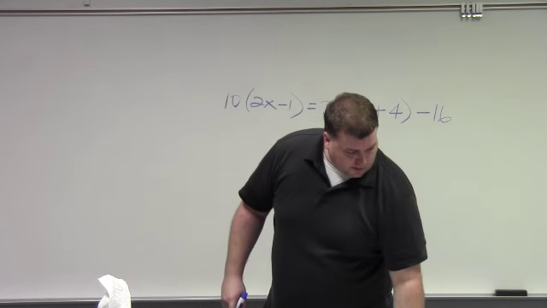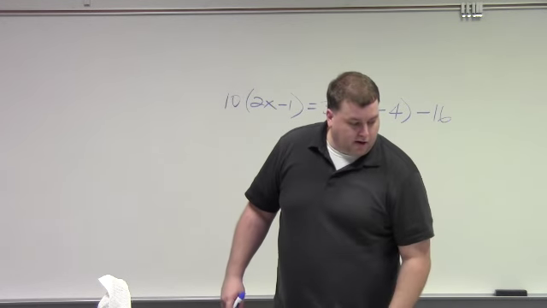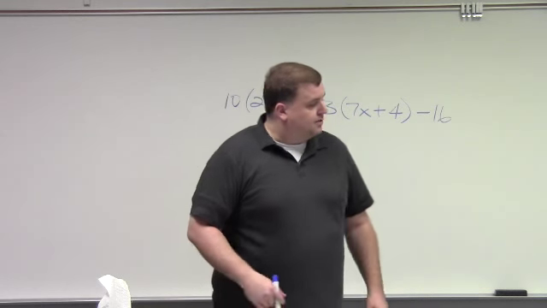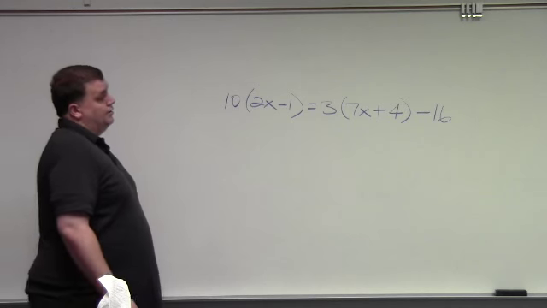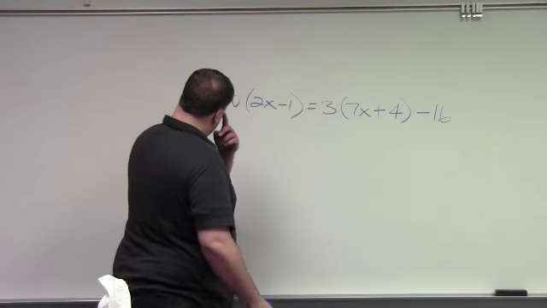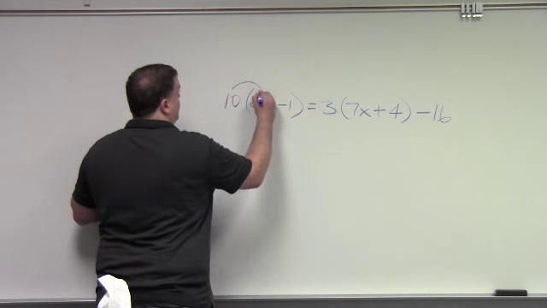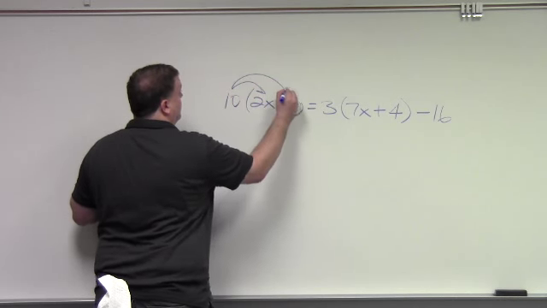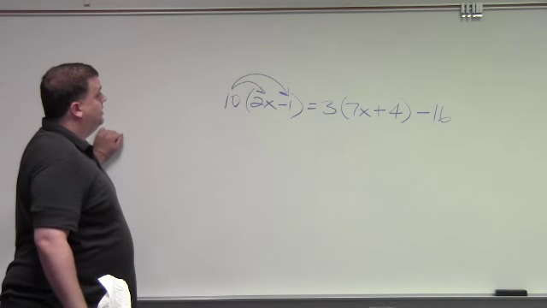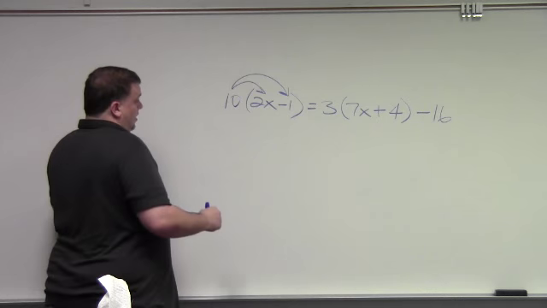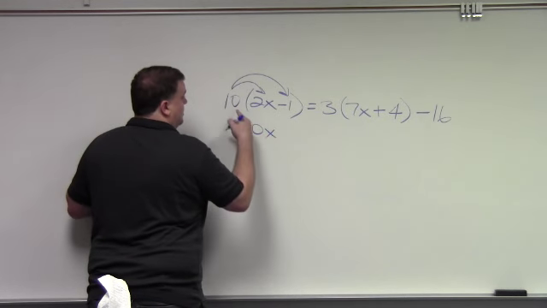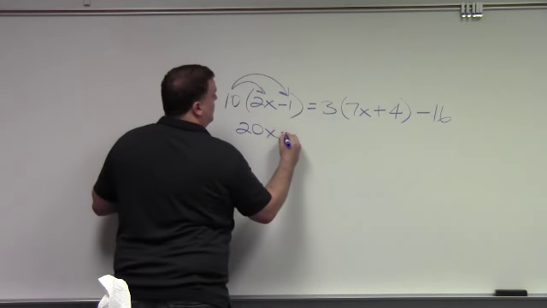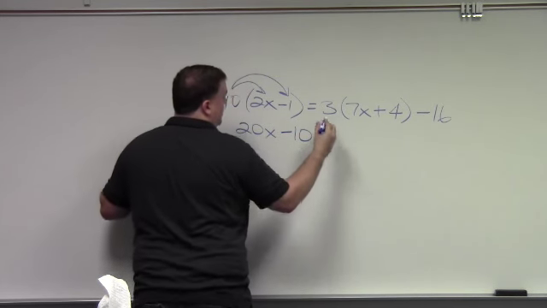So on our steps, the first one says use the distributive property to remove grouping symbols like parentheses. So that's our first step if we have parentheses involved. Do I have parentheses involved in this one? Yes. So I need to distribute 10 times 2x and 10 times -1. So 10 times 2x would be 20x. 10 times -1 is -10.